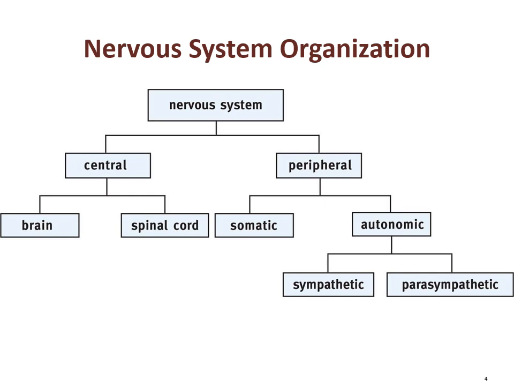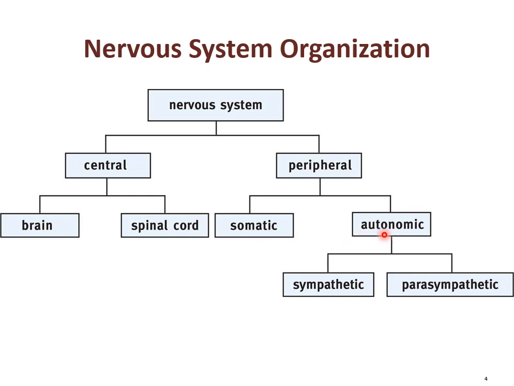Okay, so the overall nervous system, as you see here, it's broken down into the central nervous system, brain and spinal cord, and then you have the peripheral nervous system. Now, part of the peripheral nervous system is the somatic or the voluntary nervous system. This is basically what corresponds to skeletal muscle, so voluntary movements.